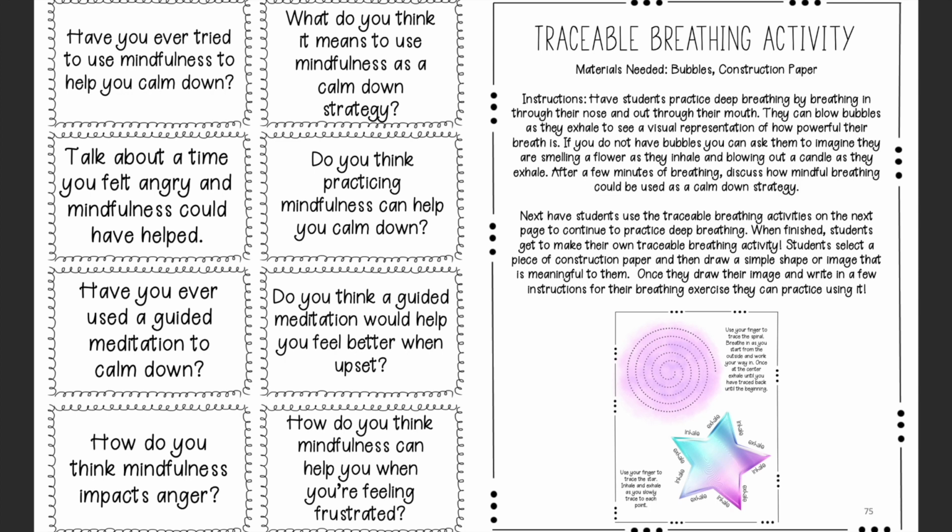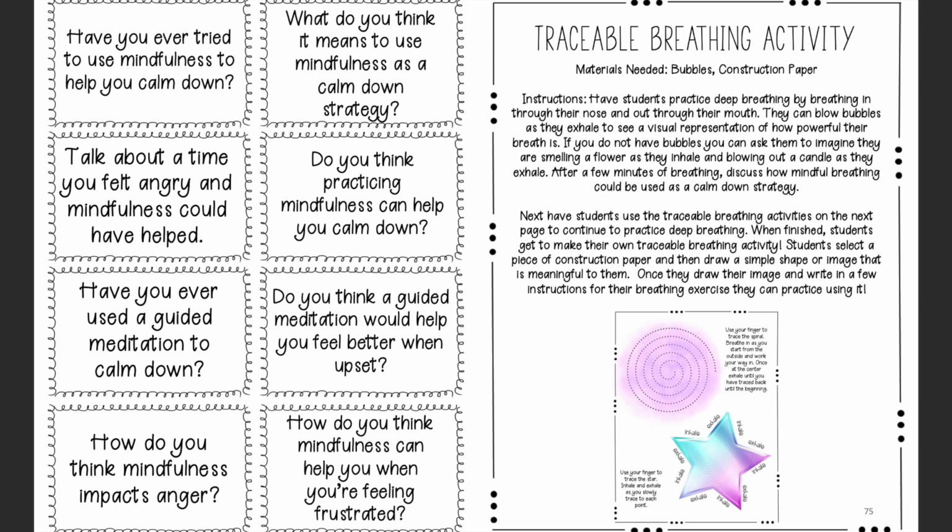So they can get a piece of construction paper and then draw a simple shape or an image that's meaningful to them. So for example, maybe they really like music. They could draw a music note. Or maybe they like the beach. They could draw sunshine, something like that. That's easy, nothing too complex here.